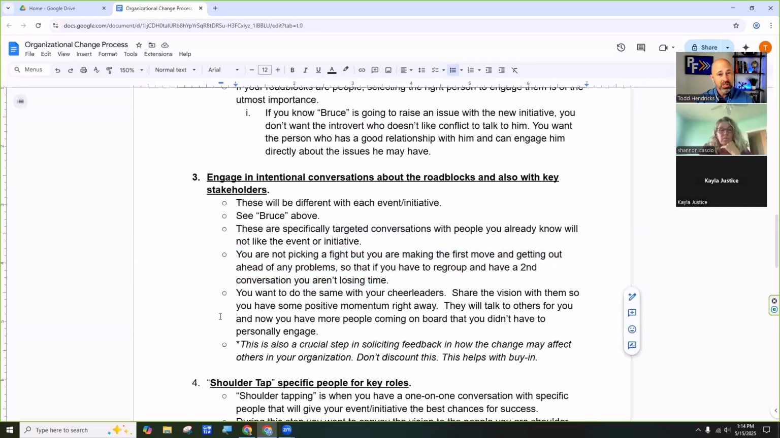You want to do the same with your cheerleaders, because every organization has 3 main groups of people. You have the people who are just along for the ride, and they are cool with whatever you want to do. Let's go. Then you have people, about 5%, who are negative and don't necessarily like change, and they're going to work against you. And then you have the group of cheerleaders. They love it. They love change. This is a great idea.